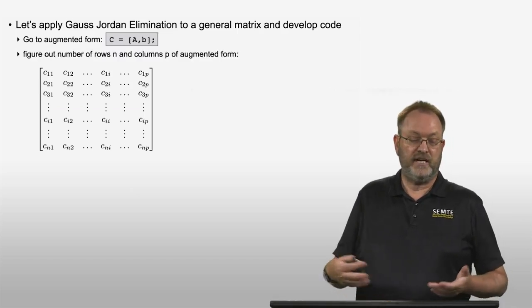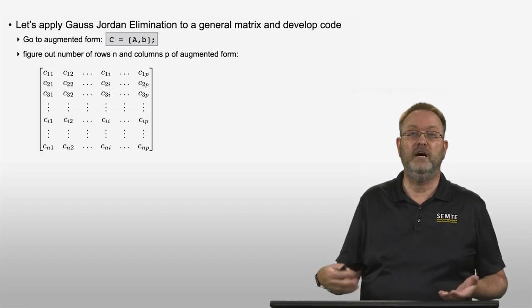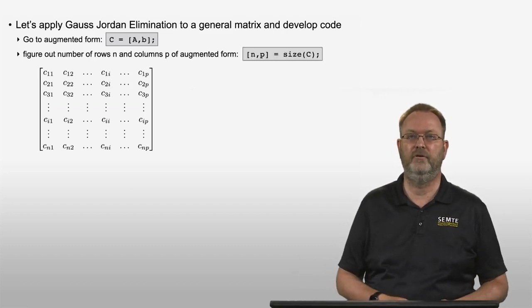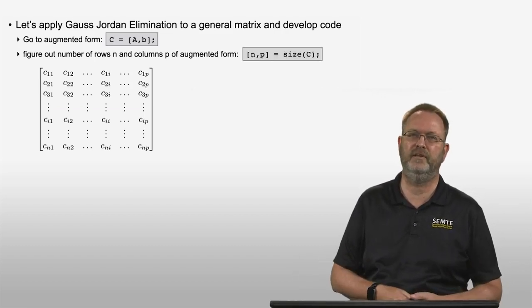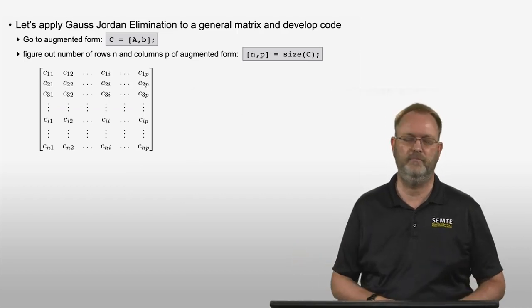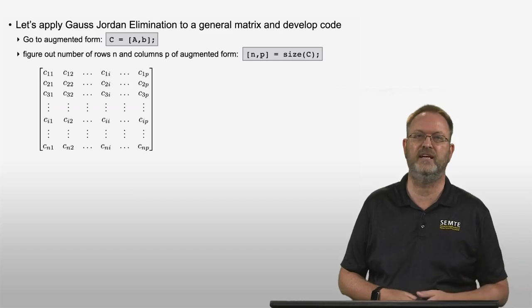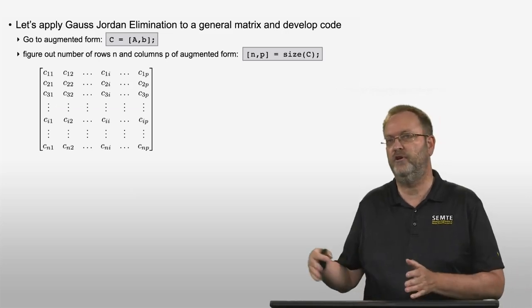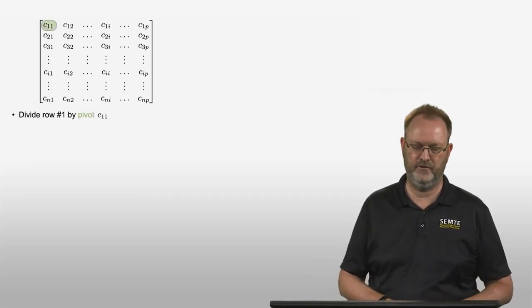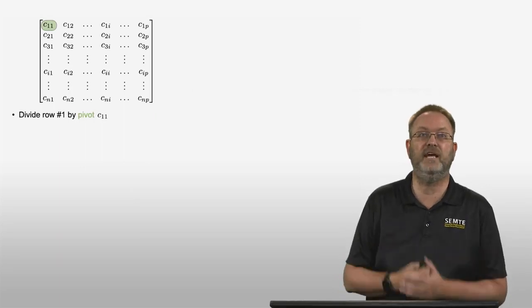Next up, I want to actually figure out how many rows and how many columns I have. And I'm just going to use the size command for that on this augmented matrix C. And now n is the number of rows, the number of equations that I have. And p is the number of columns in the augmented matrix. Okay, so let's dive into the algorithm.